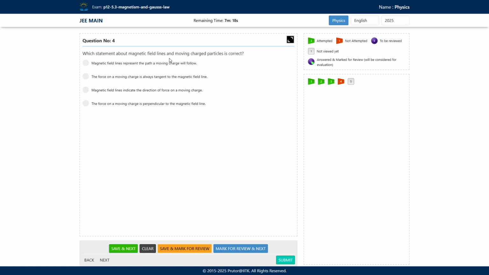Which statement about magnetic field lines and a moving charged particle is correct? Magnetic field lines represent a path a moving charge will follow. The force on a moving charge is always tangent to the magnetic field line. Magnetic field lines indicate the direction of force on a moving charge. The force on a moving charge is perpendicular to magnetic field lines.